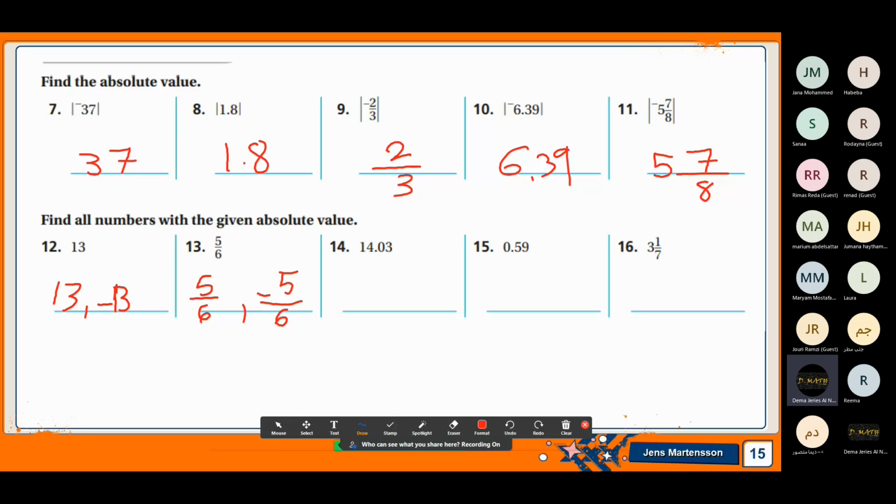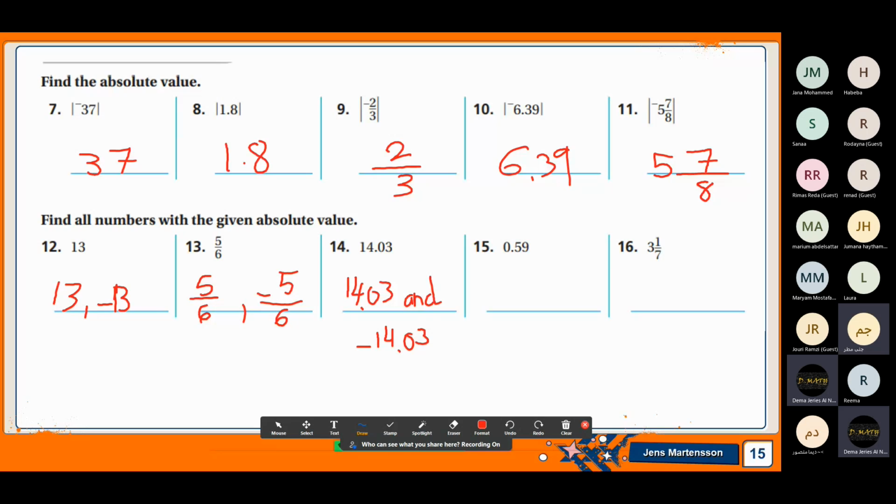Okay, I will get you back. Yes, Jana Matar. Here, 14.03. What are the numbers that have this absolute value? 14.3 and negative 14.3.